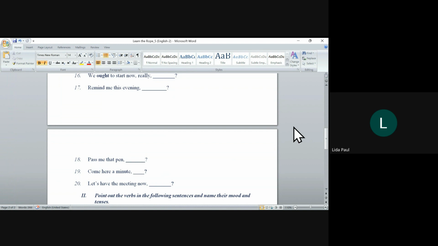All these "let's" form of sentences are a kind of imperative sentence, right, with a subjunctive mood. So all of such sentences are known to take the question tag "shall" and whatever your subject is. So, "shall we?" Let's have the meeting now, shall we? Let's go for a movie tomorrow, shall we? Right?